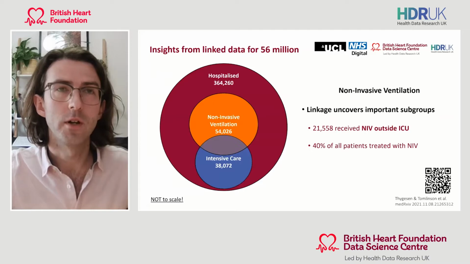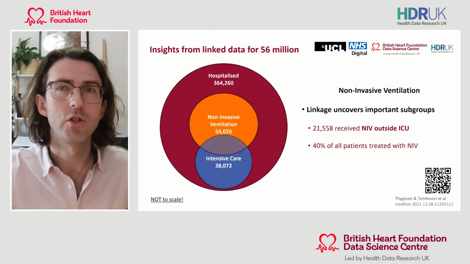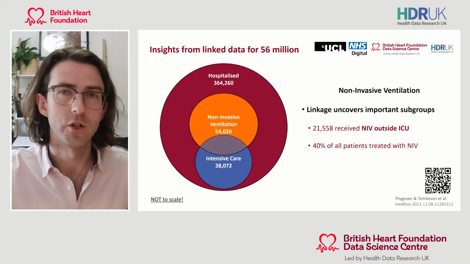In this very simplified representation, you can see the relationship between three of our COVID-19 phenotypes: hospitalization in red, non-invasive ventilation in orange, and intensive care admission in blue. Here, linkage allows us to identify the 22,000 patients who received NIV outside of intensive care, and that represented 40% of all patients treated with NIV. We believe we're the first to demonstrate this at such scale, and that is only possible through linked national data.